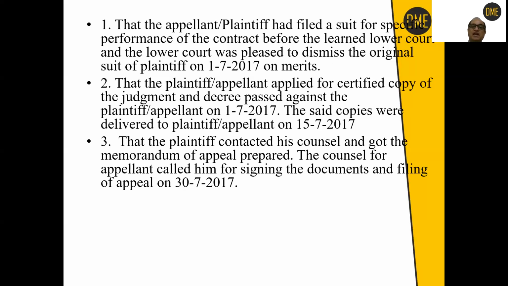So the counsel for appellant called him for signing the documents and filing of appeal on 30th July 2017. Well, counsel is justified. He is calling his client on 30th July because limitation starts from 2nd July. The date of judgment has to be excluded from reckoning of the period of limitation. So period of limitation of 30 days will start from 2nd July and it will end on 31st July.